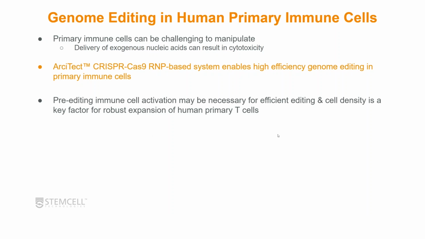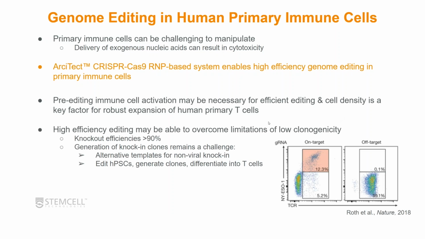And we've also identified some other key areas for optimization in the cell type, including pre-editing immune cell activation that might be necessary for efficient editing, as well as the fact that cell density is a key factor for robust expansion of human primary T cells.